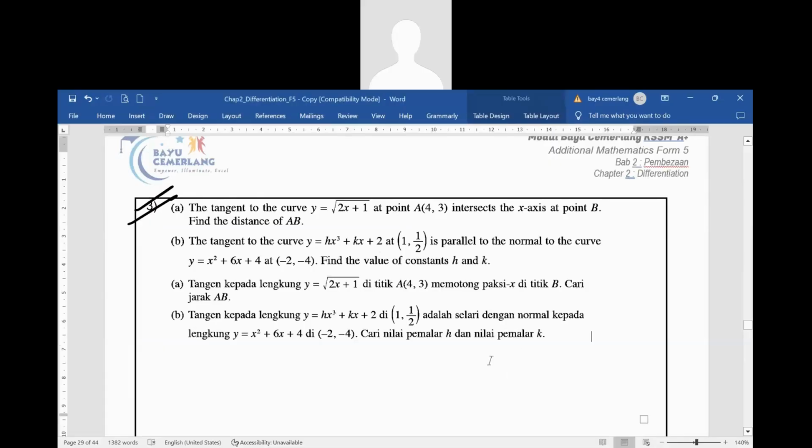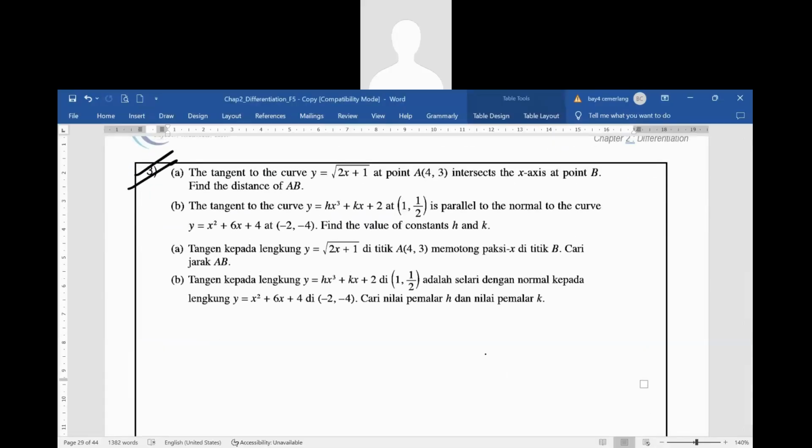Okay, ada 5 minit sajalah. Saya teruskan perbincangan. Okay, tangent to the curve at point this intersect x-axis at point B. Find the distance of A and B. Okay.